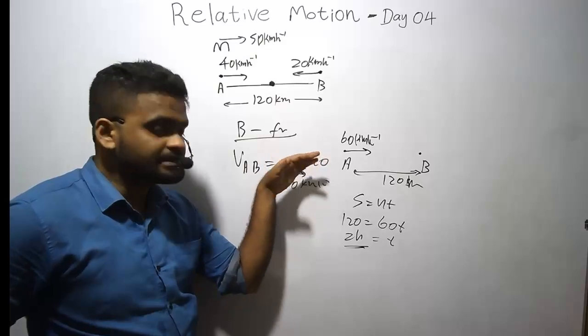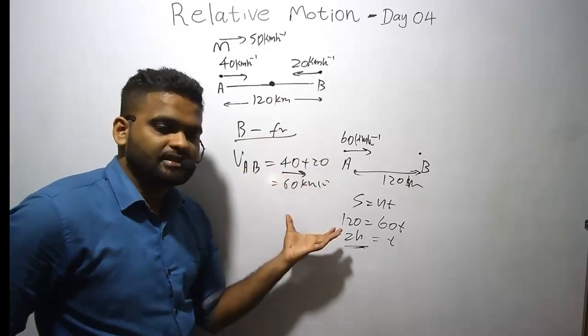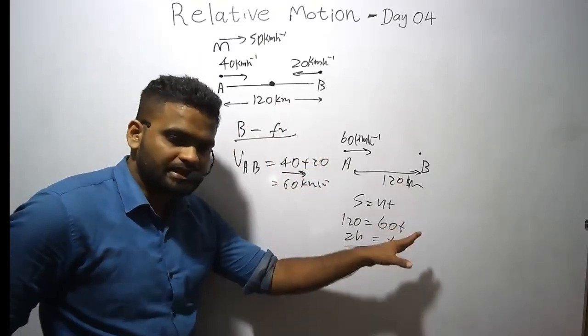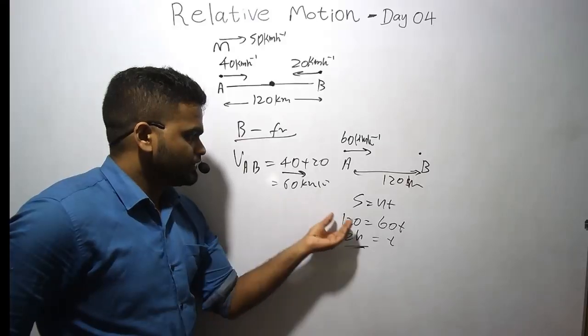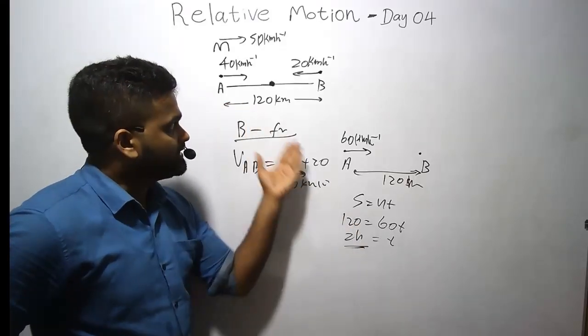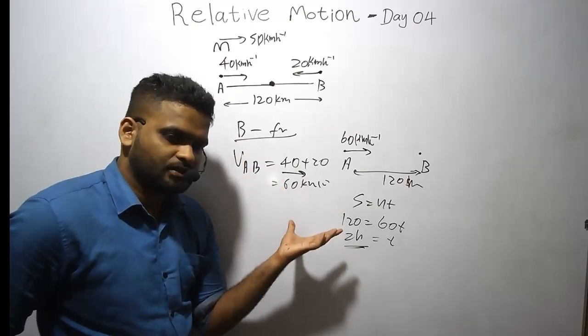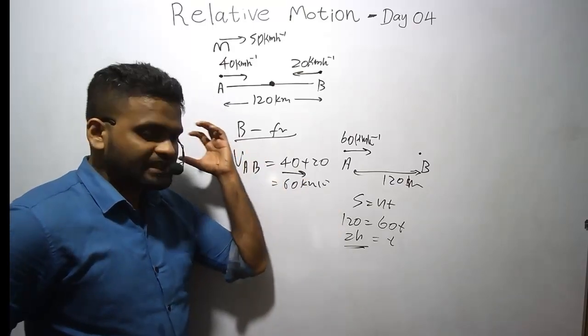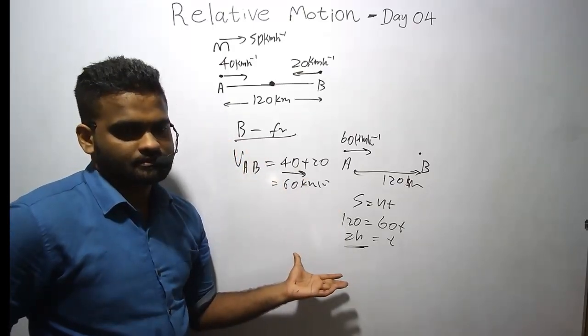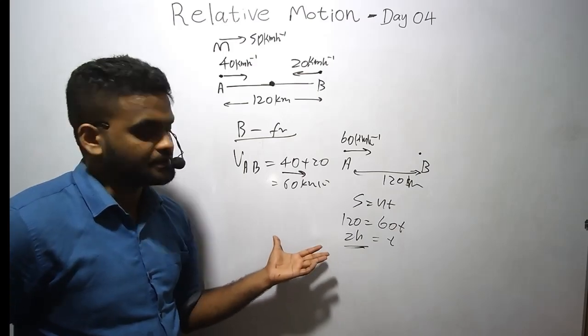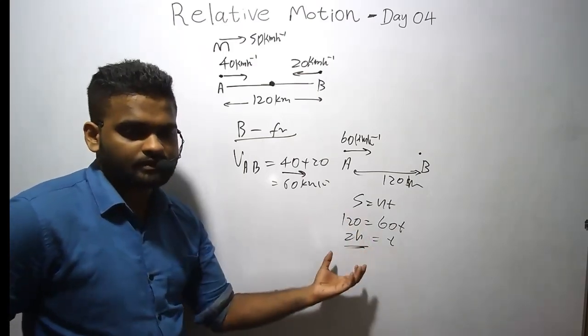So I found this in B's frame. To do this, you didn't have to write all these, right? You can just divide 120 by 60. You can do this in your mind as well, right? But for essay questions, you have to do this. Okay? That's why I'm explaining this. So time is 2 hours.